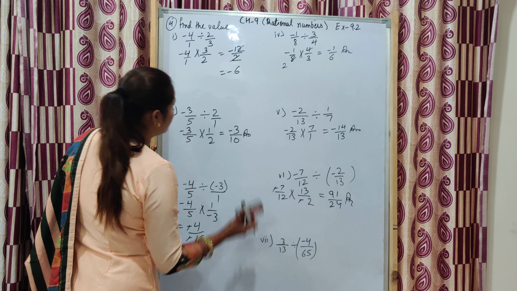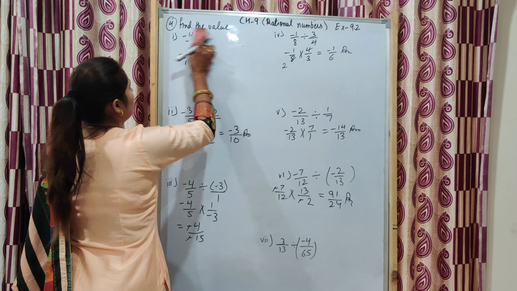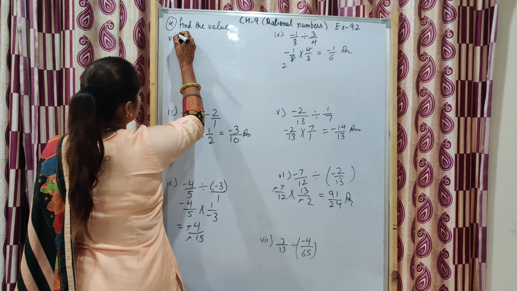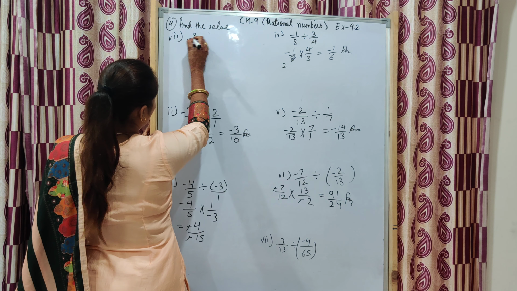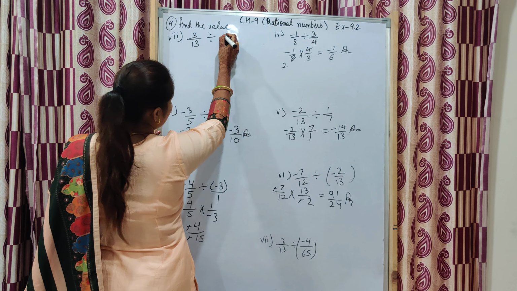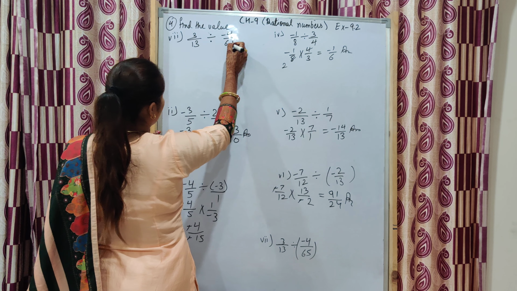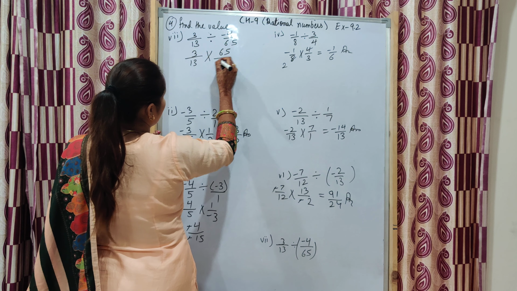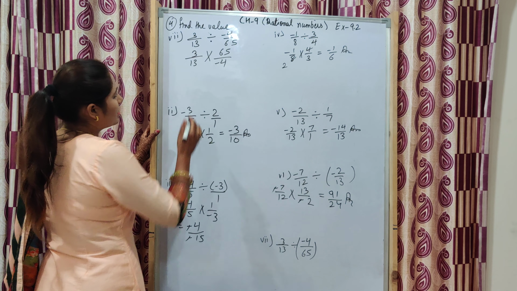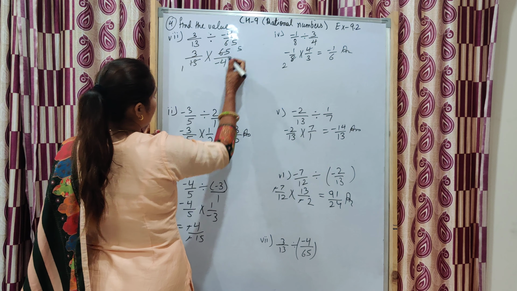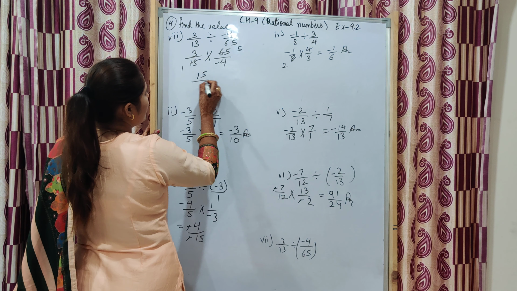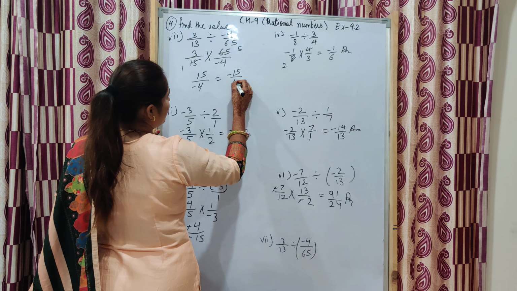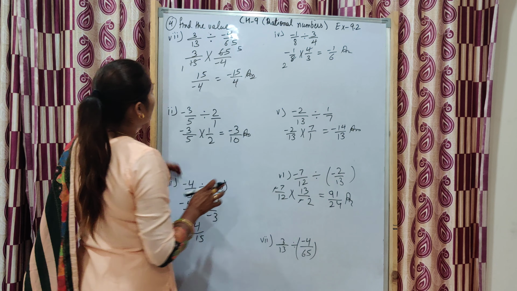Next, 7th part. 3 upon 13, divided by minus 4 upon 65. Now take the reciprocal, 65 upon minus 4. Now cancel, 13 ones are, 13 fives are, 3 into 5, 15, 15 upon minus 4, you can write the negative sign in the numerator. So answer is minus 15 upon 4.